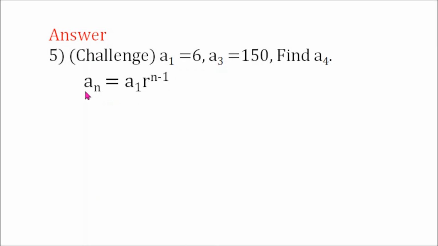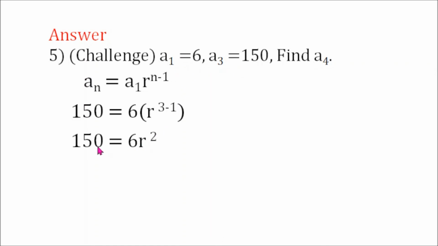This is our formula, a sub n equals a sub 1 times r to the power of n minus 1. So we are going to find the common ratio first, using a sub 1 and a sub 3. A sub n is 150 equals a sub 1, which is 6, and r to the power of 3 minus 1. So because there are only 3 terms, a sub 1, a sub 2, and a sub 3. Now simplifying, we have 150 equals 6 times r to the power of 2. So 3 minus 1 is 2.